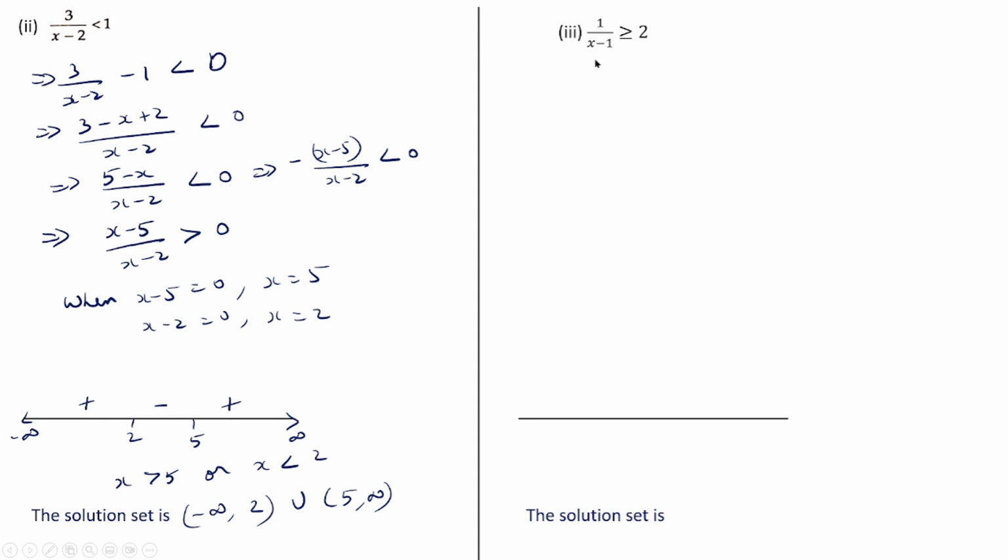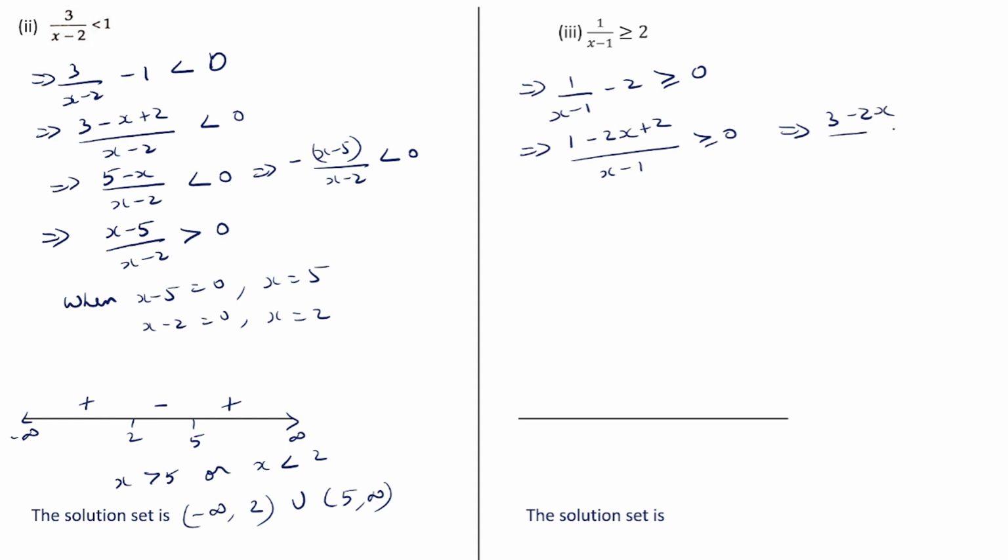Then we have the next question. 1 by x minus 1 greater than or equal to 2. So again, when we have a linear function in the denominator, we have to keep it as it is and make the right hand side 0. So from this we get 1 by x minus 1 minus 2 greater than or equal to 0. Let us take LCM. We will get 1 minus 2x plus 2 divided by x minus 1 greater than or equal to 0. Or we have 3 minus 2x by x minus 1 greater than or equal to 0.